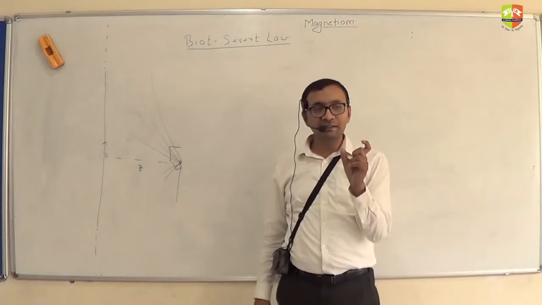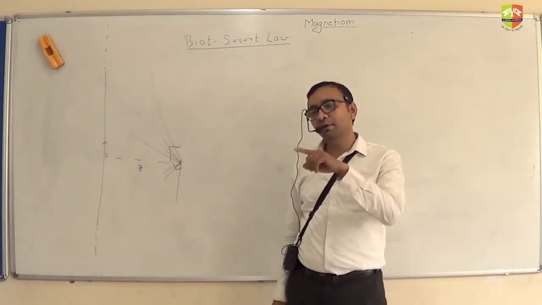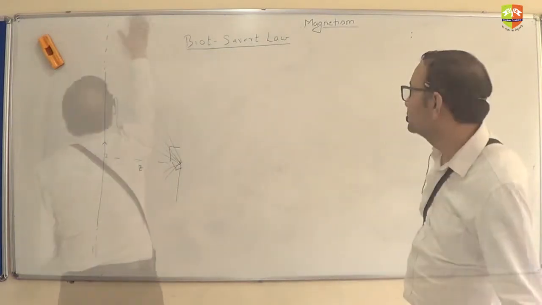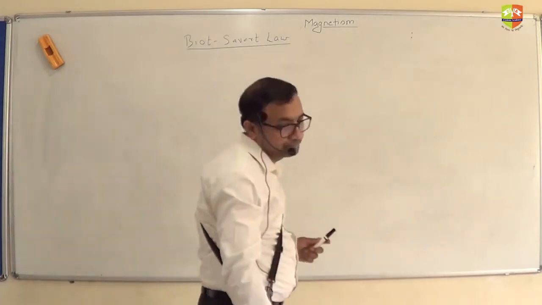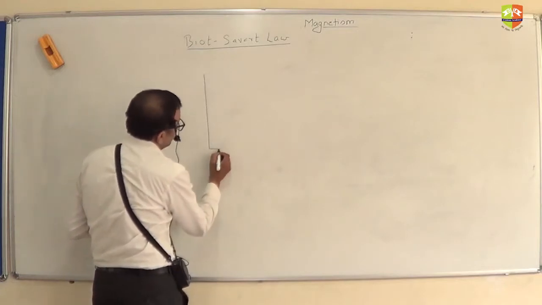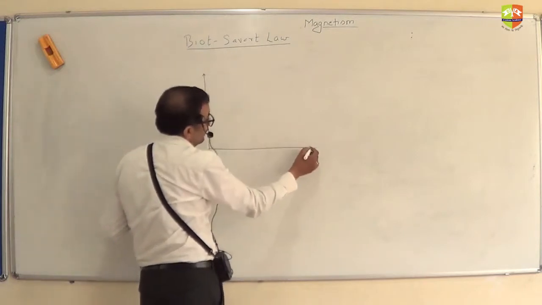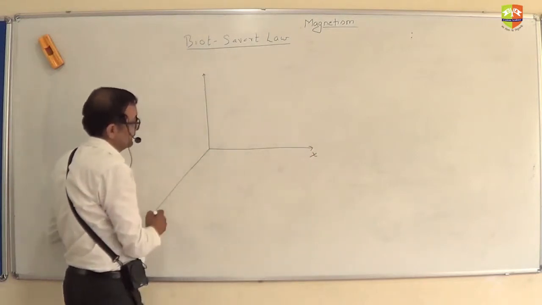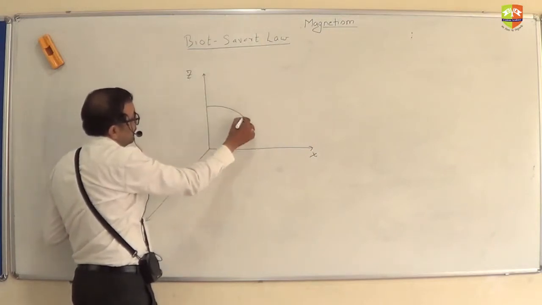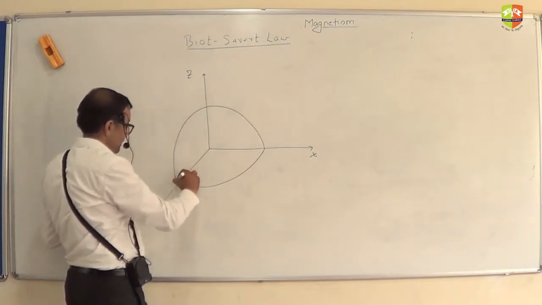So for a circle, pi doesn't come in the denominator. It is just mu naught I by 2 r. For an infinite wire, it is mu naught I by 2 pi z. Okay, so remember these expressions. Let me take up a few more numericals. Suppose this x, y and z. Draw this.